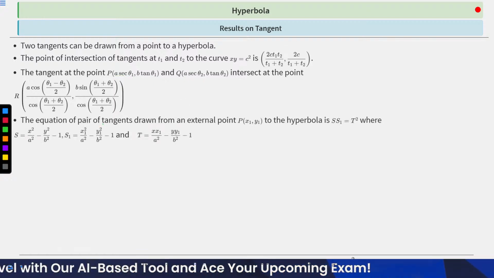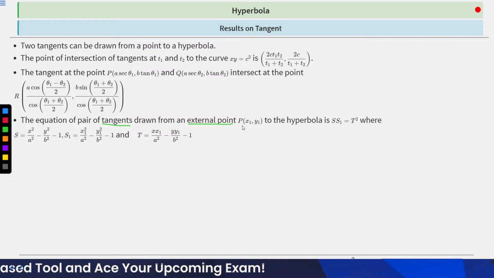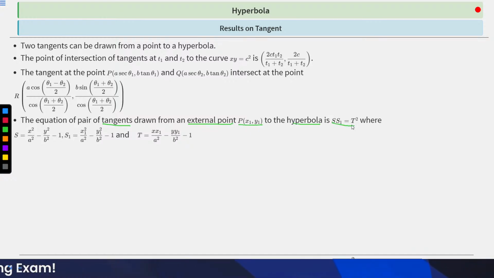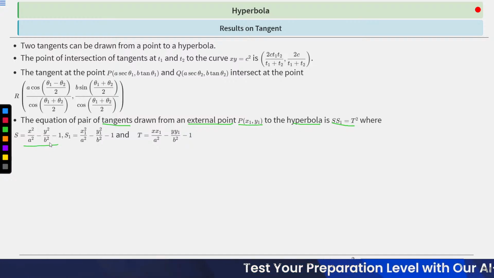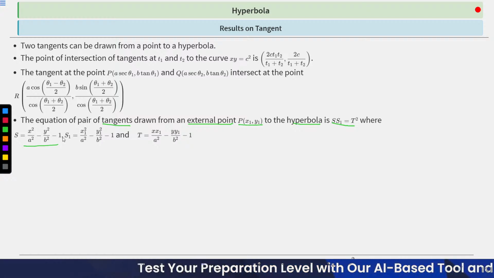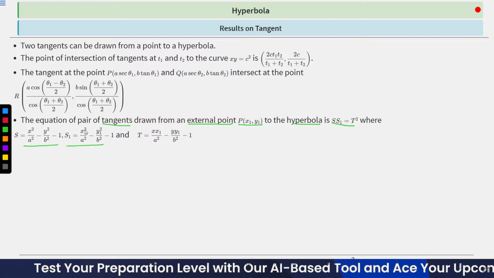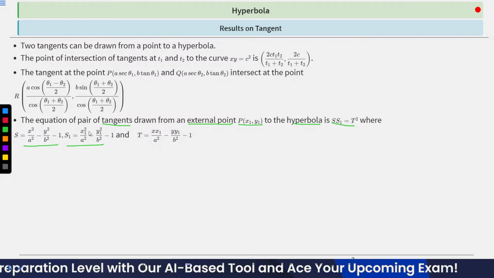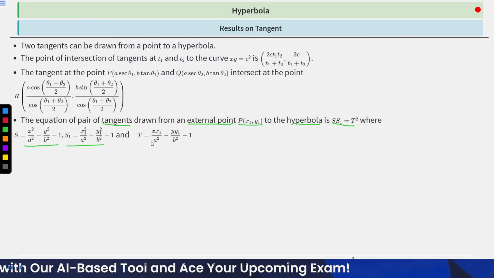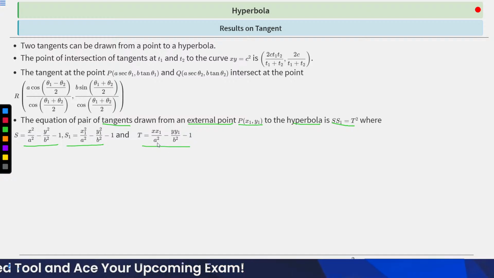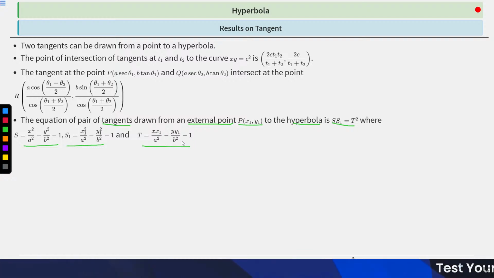The equation of the pair of tangents drawn from an external point P (x1, y1) to the hyperbola is S S1 is equal to T square, where S is x square by a square minus y square by b square minus 1, S1 will be x1 square by a square minus y1 square by b square minus 1, and T will be the tangent expression, as you can see: x x1 divided by a square minus y y1 divided by b square minus 1.